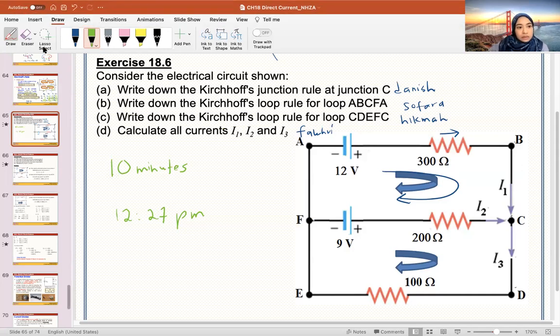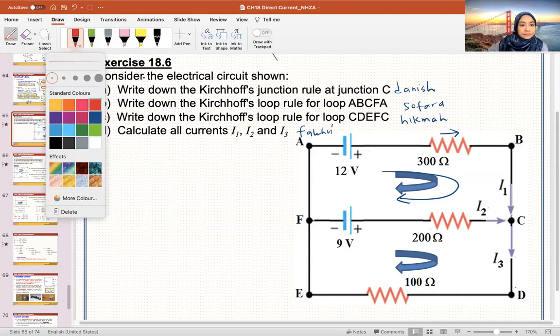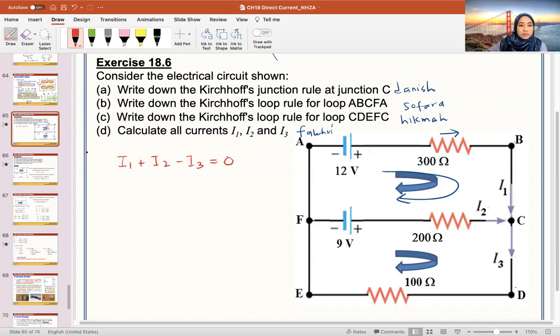Okay. Is everyone ready to discuss? Is Danish ready? Yes, doctor. Okay, so what's your equation? My equation is I1 plus I2 minus I3 equal to 0. Okay, so this is the first one. So this is A. Thank you, Danish.